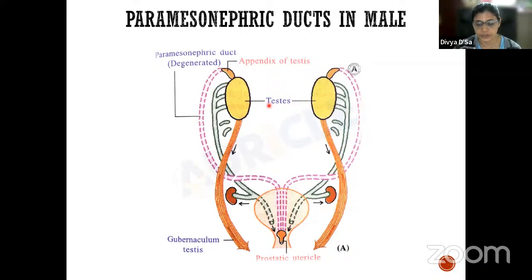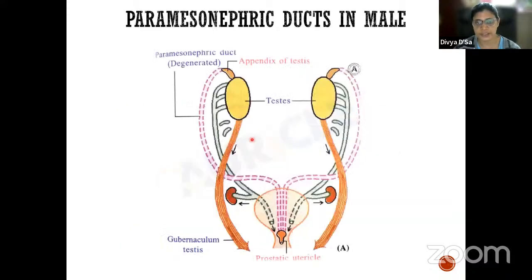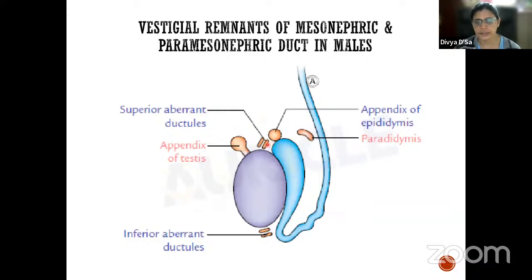Okay. So the other structures which will remain in males are vestigial remnants of the mesonephric duct. One is the appendix of the epididymis, derived from the mesonephric duct. Then we have the paradidymis, then superior aberrant ductules and inferior aberrant ductules. Here the efferent ductules begin, isn't it? So some ductules above it and some below the developing testis remain as superior aberrant ductules and inferior aberrant ductules.